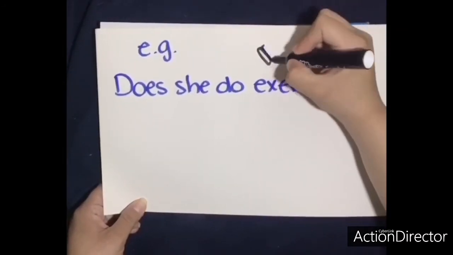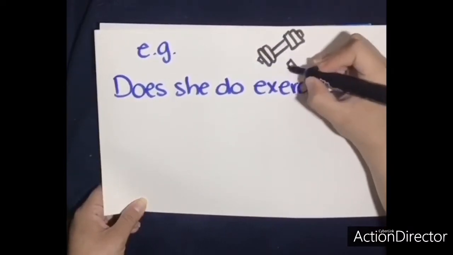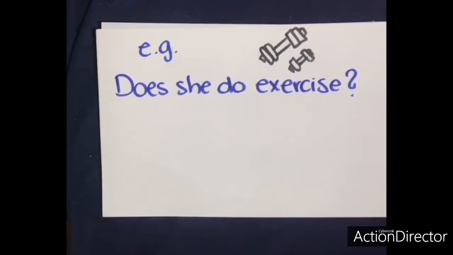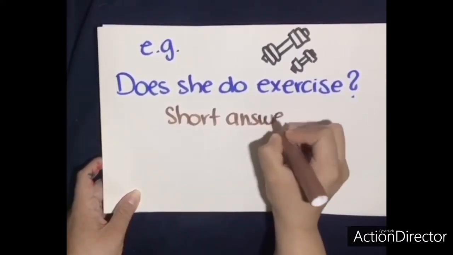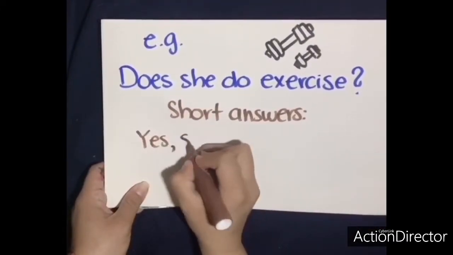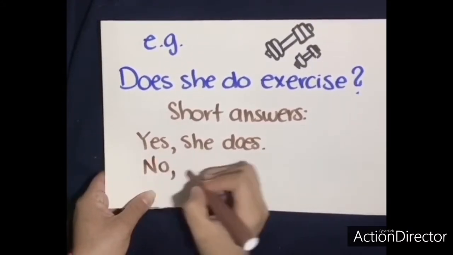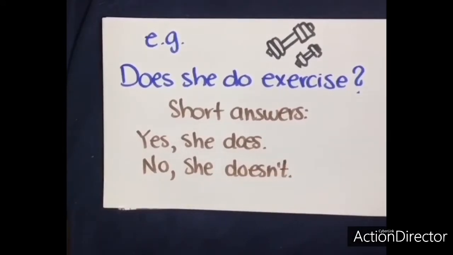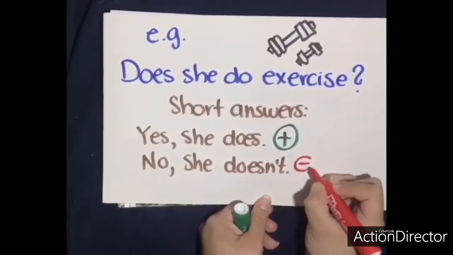And it is important to remember that the present tense is made for habits and routines. So we can answer in two different ways, that are the short answers. The first one can be yes, she does, or no, she doesn't. The first one in the positive form and the second one in the negative form.